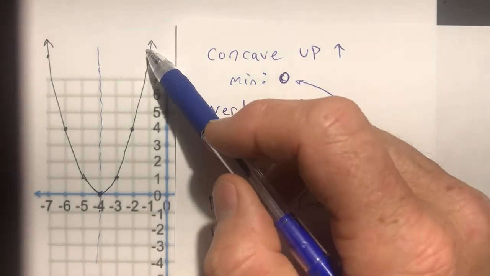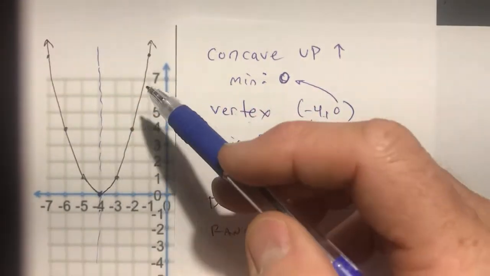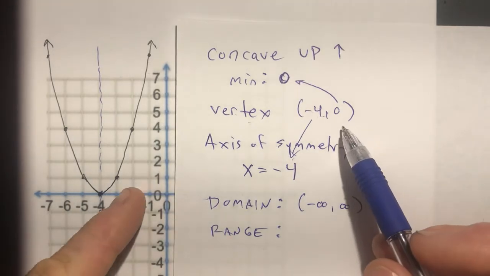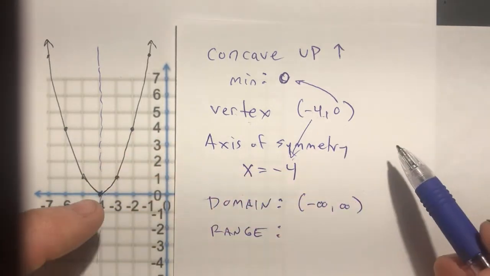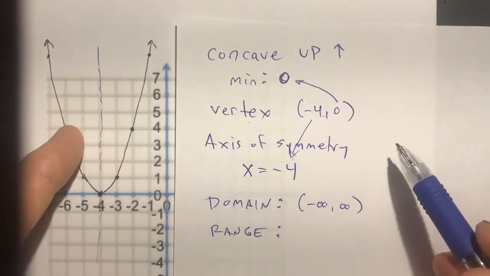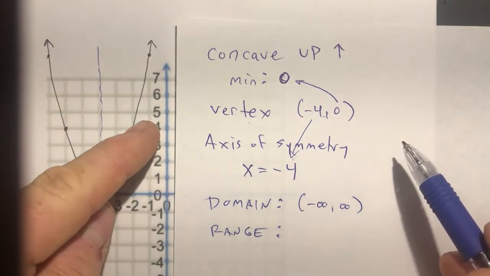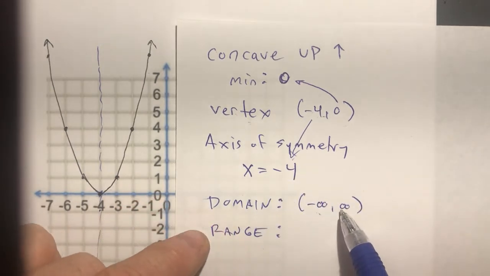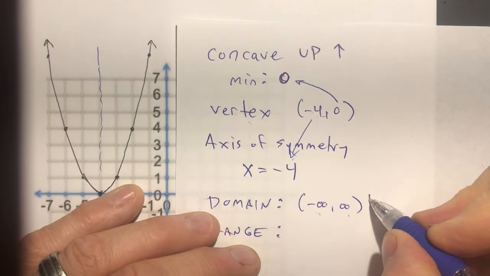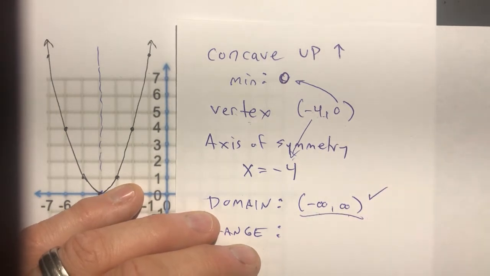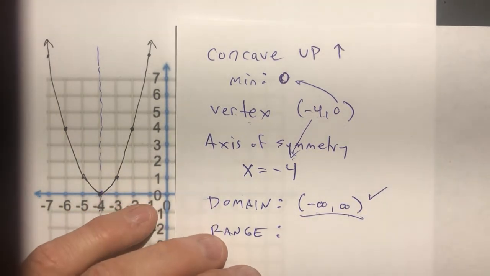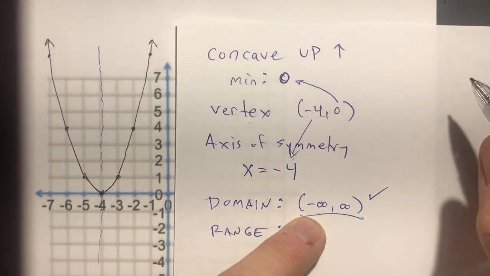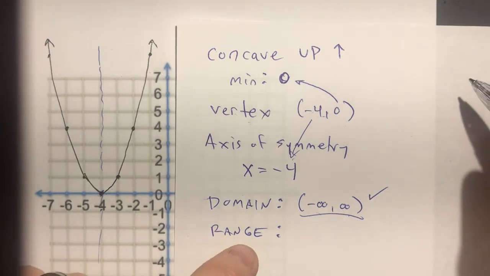Now see how this goes up and it's got these arrows? That means it goes up and up and up forever, which means it goes over forever. So this thing goes to the left forever, and it goes to the right forever. So that would be my domain, -infinity to +infinity. And this is going to be true for every one of these graphs. Every one of these quadratics will always have the same domain. Always.